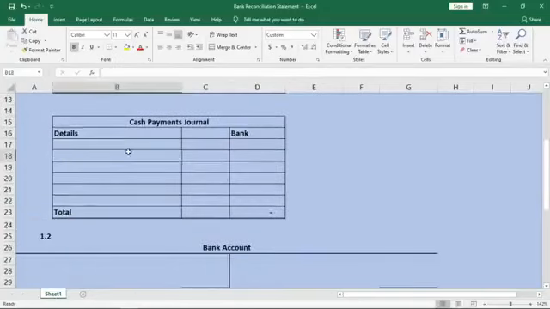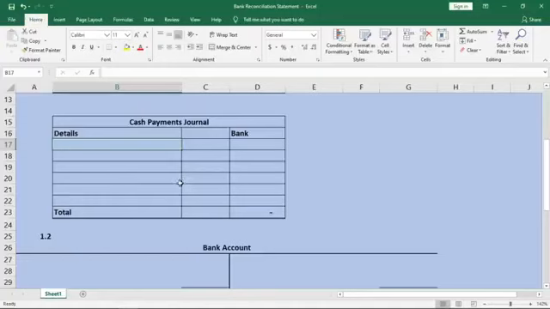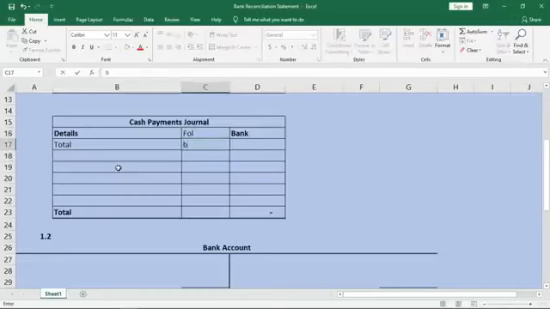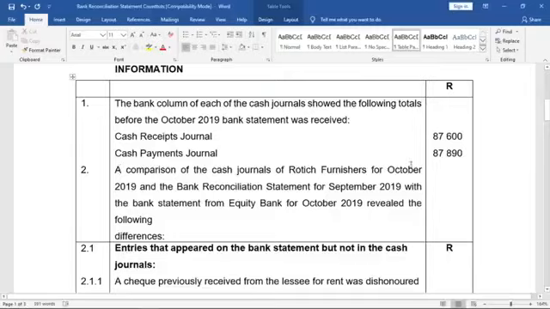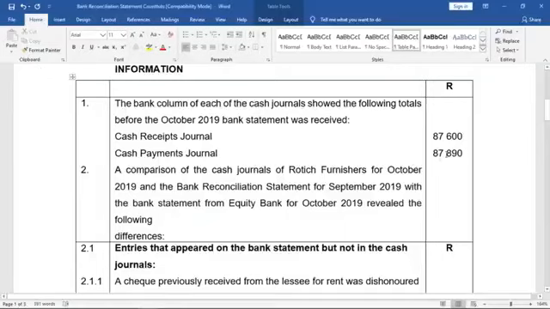And then the cash payments journal, we have 87,890. So we again write total. This is the folio, and this is the brought forward, 87,890. So this is the first thing that you do when you're asked to complete the cash payments journal and cash receipts journal. You start taking the information and plugging them in like this. So these were the balances before we received the bank statement for the month.